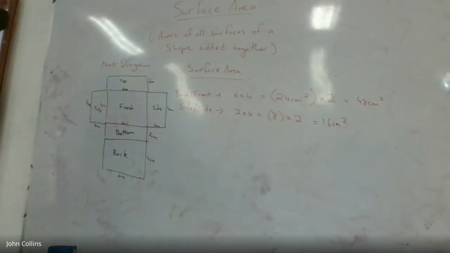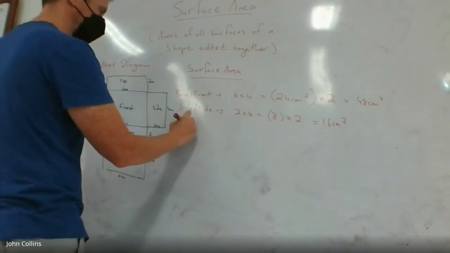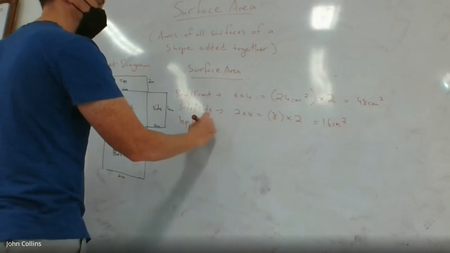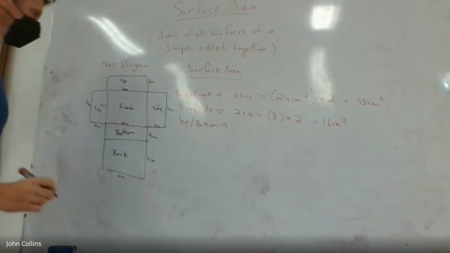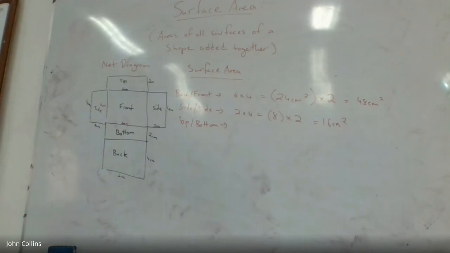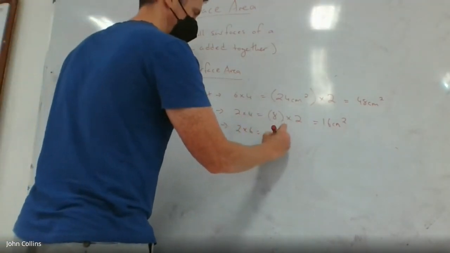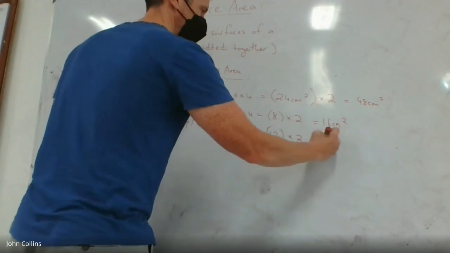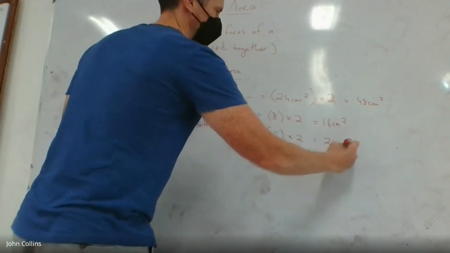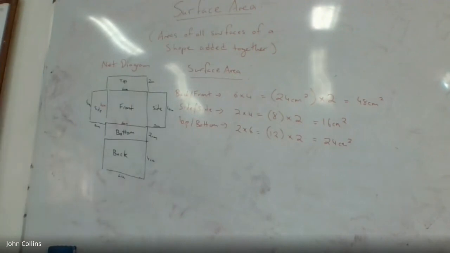And the last 2 on my left. Bottom and top, yeah. Top and bottom. What's my dimensions? 2 and 6. Yeah, 2 here, 6 there, and this one also 2 and 6, of course. So 2 times 6, 12. There's 2 of them, 24. Job done. Almost.